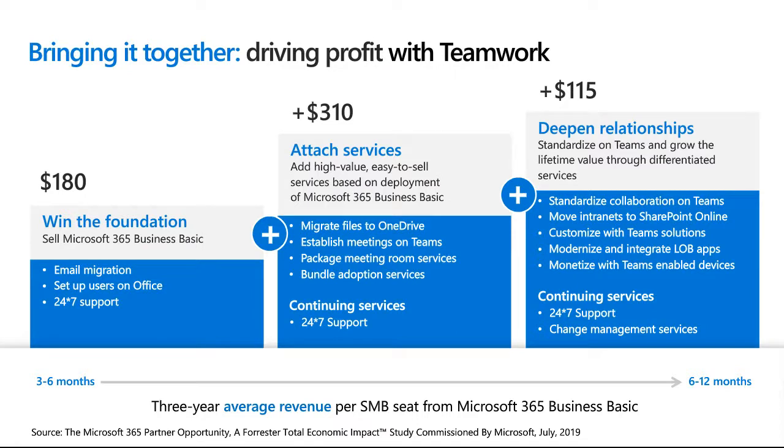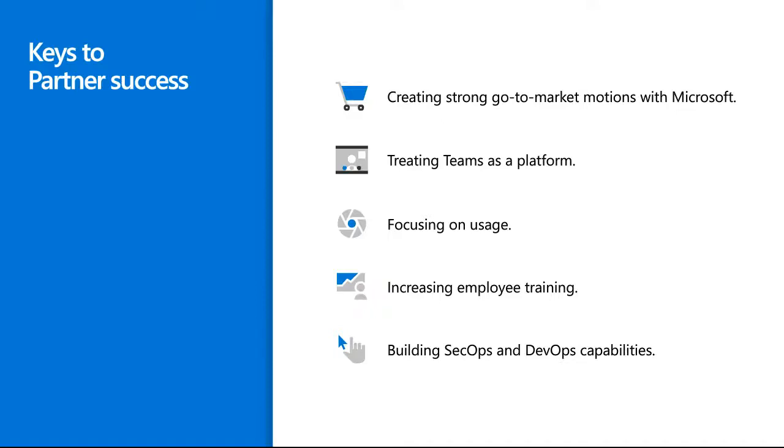So to highlight the keys to partner success, look to create that strong go-to-market motion with Microsoft. You can do this by utilizing the tools available to you as a Microsoft partner. Treat Teams as its own individual platform, not just a feature within a license. Focus on the usage, and if people aren't using it, look at training, which leads on to increased employee training, and then building out security ops and DevOps capabilities.